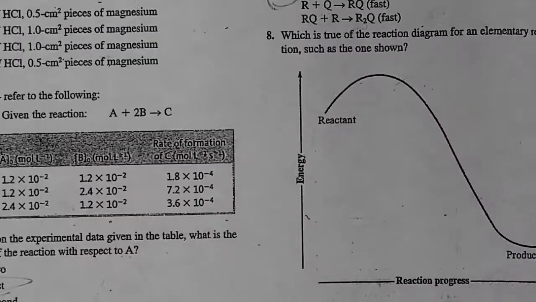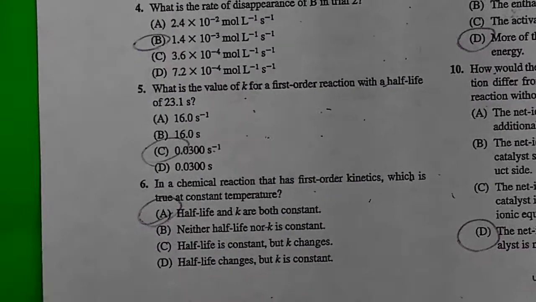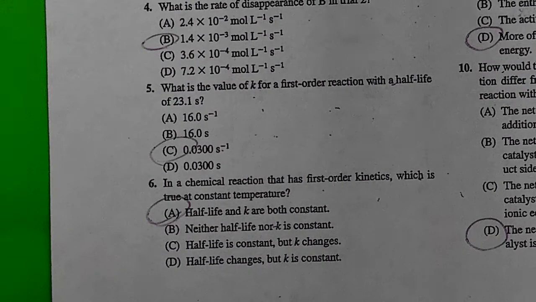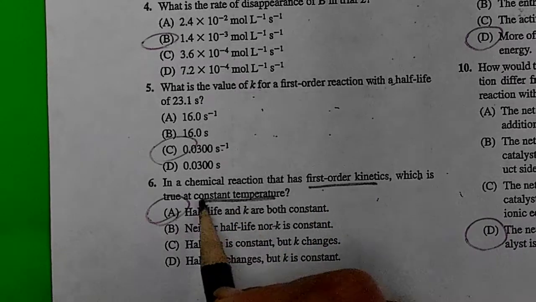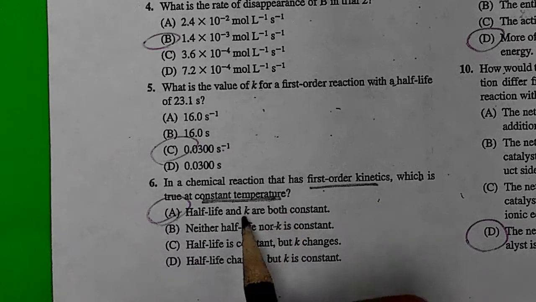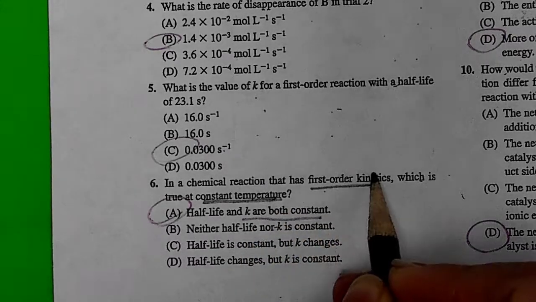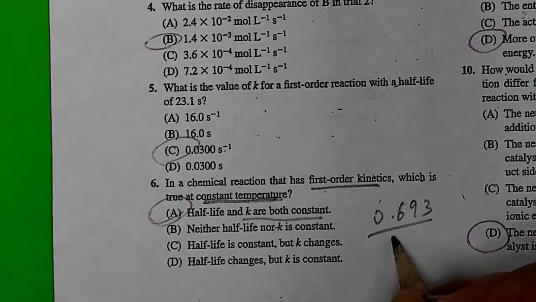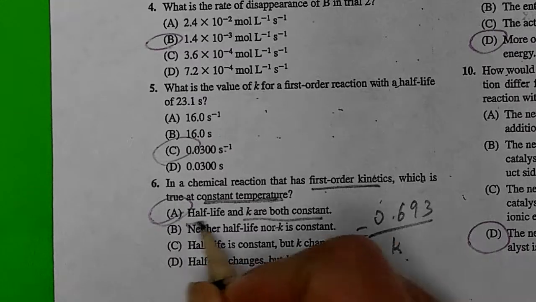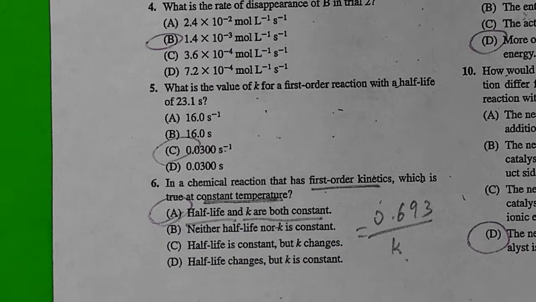Question about the first page? I know I just gave you the answers, but any questions? Number 6: first order, constant temperature, so K is constant. First order half-life is 0.693 divided by K. Since K is constant, half-life is also constant. Make sense? All right, anyone from 1 to 10?